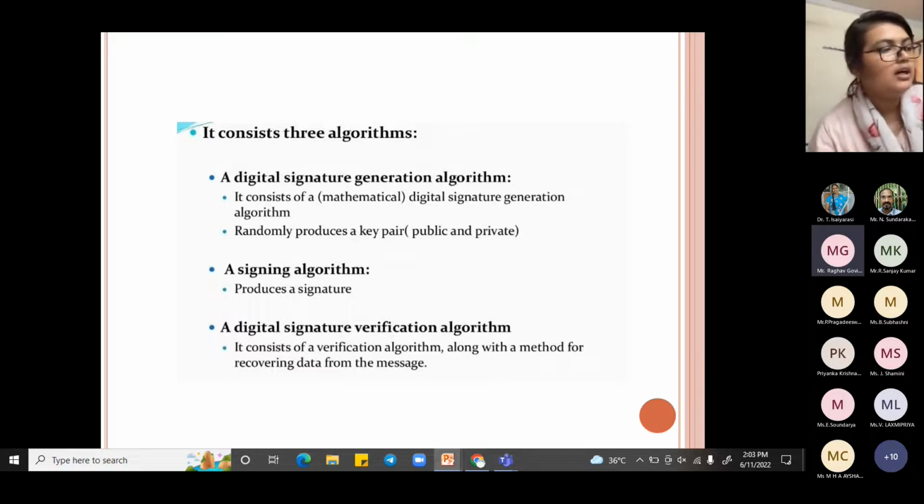The types of algorithm in digital signature are, first, a digital signature generation algorithm. It randomly produces a key, like we already saw in the algorithm before. A signing algorithm produces a signature. The third type is a digital signature verification algorithm. It consists of a verification algorithm along with a method for recovering data from the message.